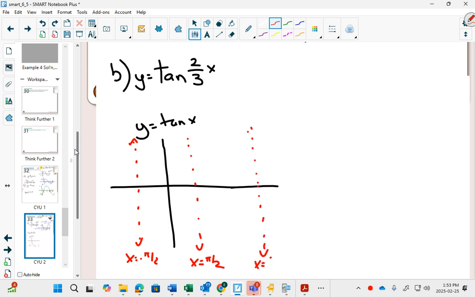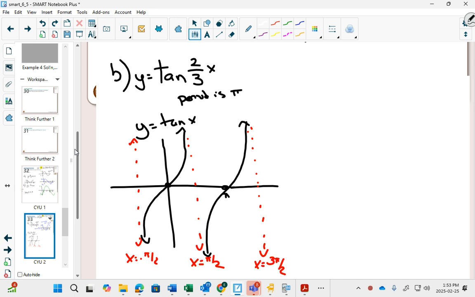Right? Wherever on your pi plate tan was undefined, you have asymptotes. Tan of 0 is 0, and this is a bit of your tan graph. It keeps going and repeats itself over and over again. Right? The period of tan is pi, because how far is it between pi over 2 and pi over 2? That distance is pi.